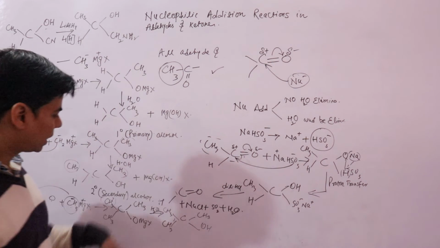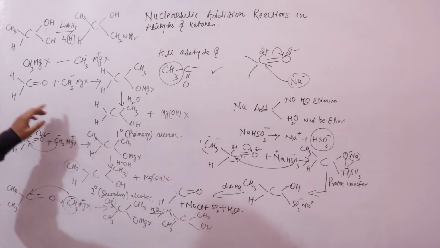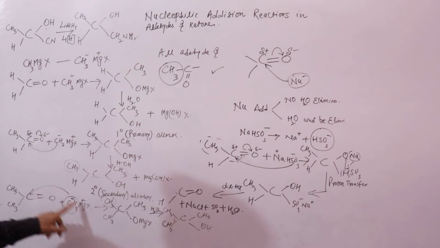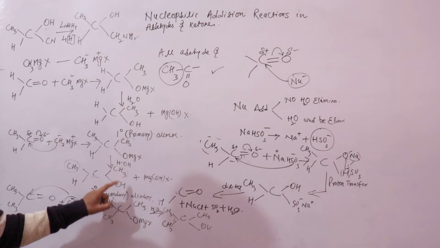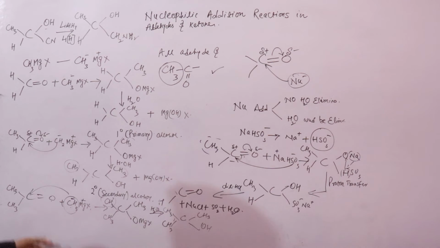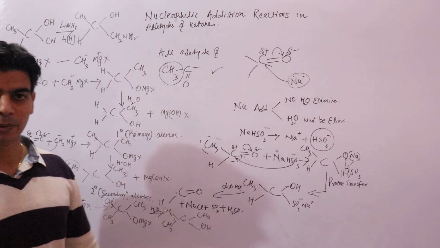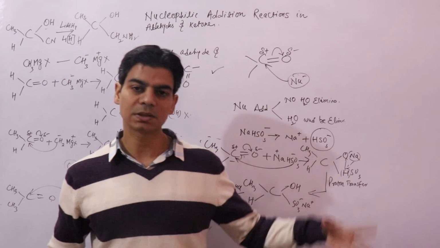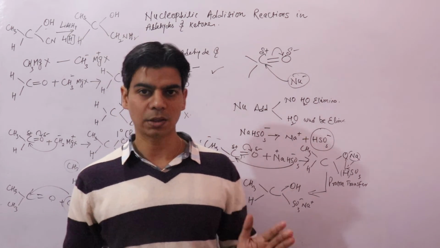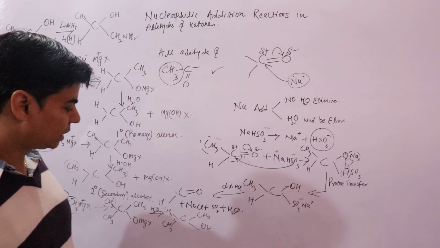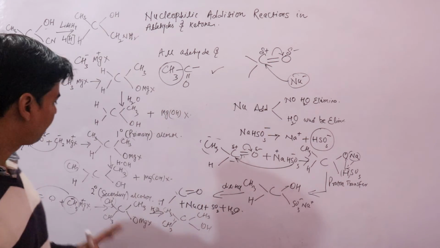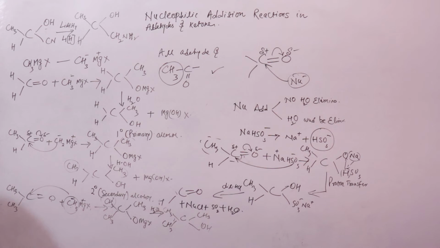And in all these reactions, just notice one thing: here you have 1 carbon atom, but in the product you have 2 carbon atoms. Here you have 2 carbon atoms, in the product you have 3. Here you have 3, in the product you have 4. So when you react with a Grignard reagent, it increases the length of your carbon chain by 1 carbon atom. So the resulting product has 1 carbon atom more than the reactant. I hope this is clear.